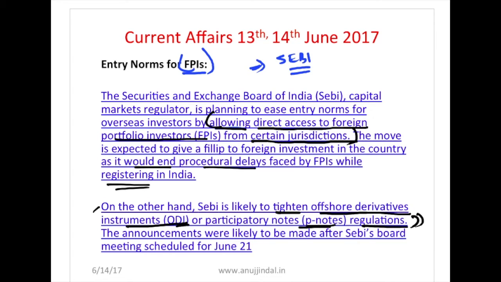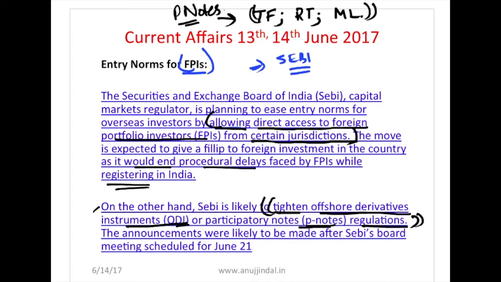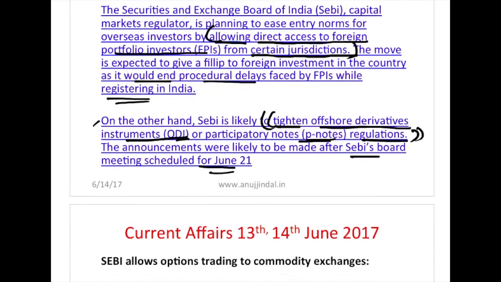regulations to make them more tight, so that money is not dumped into the Indian economy, terrorist financing does not happen, money laundering does not happen, and round tripping does not happen. Important to remember all these terms: terrorist financing, round tripping, and money laundering. These are the important terms that you need to remember that happen because of participatory notes. The announcements were likely to be made after SEBI's board meeting scheduled for June 21. So it's going to happen in this month itself. We'll keep a track of what is happening in this area.